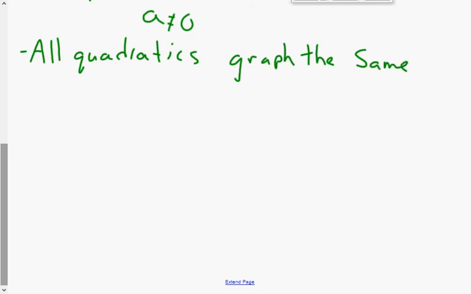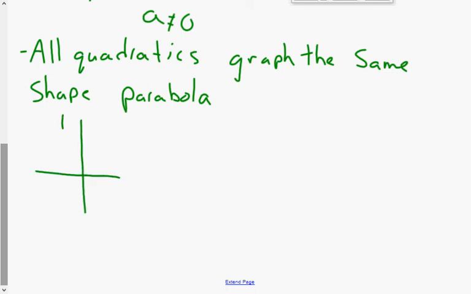Okay. And it's called a parabola. Parabola. Okay? Every time. And it just looks like a U, either just this way or this way. It's either going to be up or down. Okay?